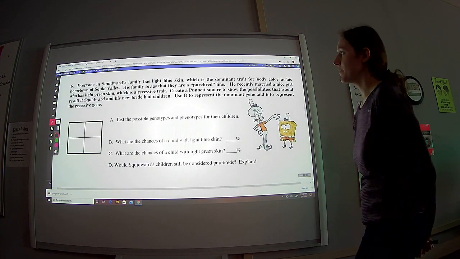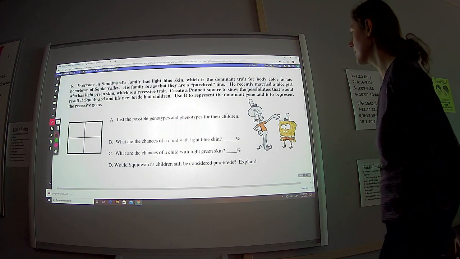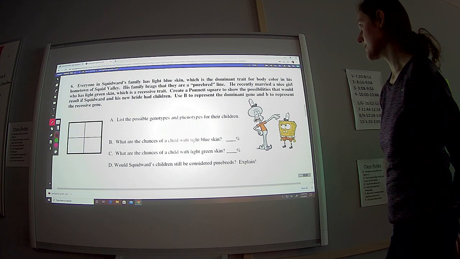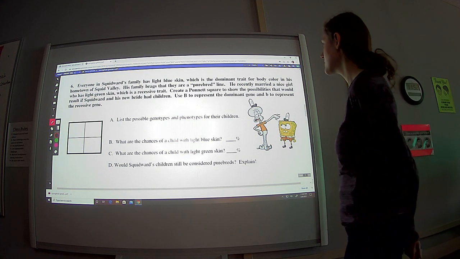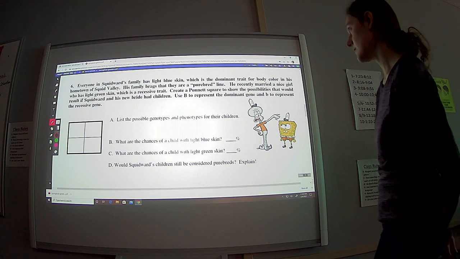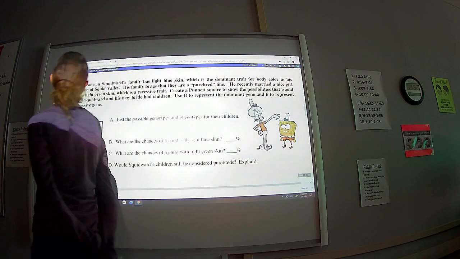Everyone in Squidward's family has light blue skin, which is a dominant trait for body color in his hometown of Squid Valley. His family brags that they are a purebred line. He recently married a nice girl who has light green skin, which is a recessive trait. Create a Punnett square to show the possibilities that would result if Squidward and his new bride had children. Use the letter B to represent a dominant gene and a lowercase b to represent the recessive gene.